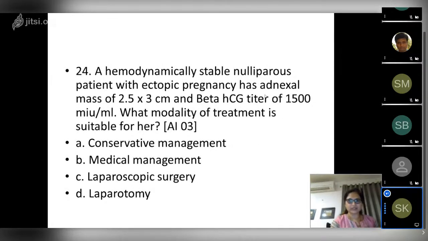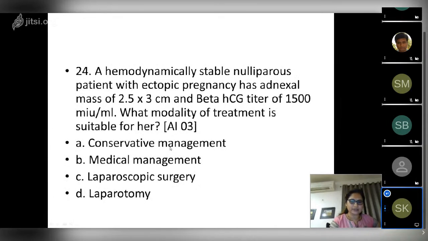Once the patient is hemodynamically stable, it shows that it is an unruptured ectopic pregnancy, is it not? It's an unruptured ectopic pregnancy. Therefore, you can definitely go either for a conservative management or a medical management for such cases. Yes or no? Yes. She doesn't immediately need a laparoscopic surgery or a laparotomy, right? Yes, ma'am. Now coming to these 2 points, that is conservative management or medical management.